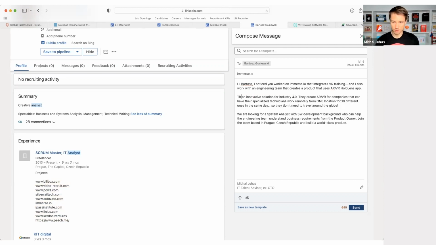So they create this solution for Industry 4.0, so that specialized technicians can work remotely from one location for 10 different ones in the same day and don't need to travel around the globe.